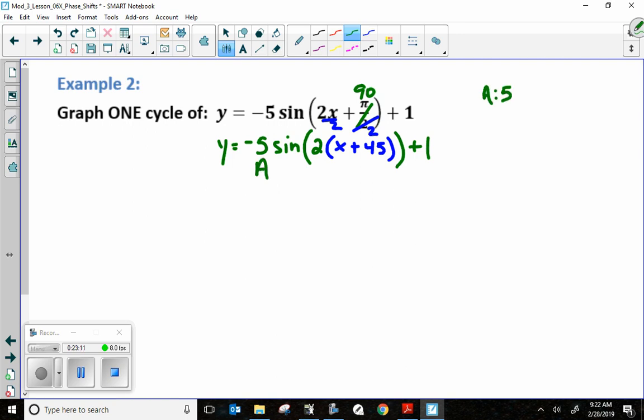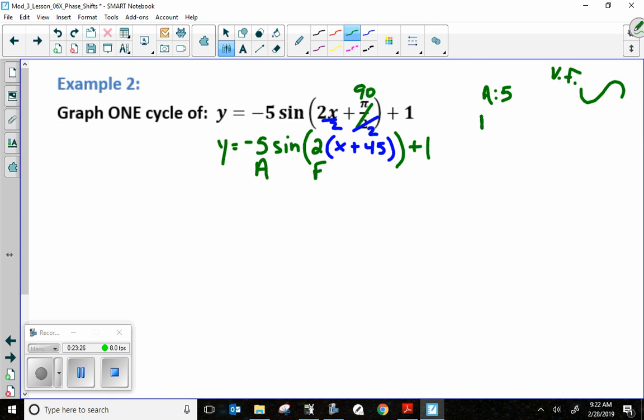It's negative, so it's a vertical flip. If you want to put VF for vertical flip. So instead of starting up and down, my sine is going to start down, then up. Again, I'm going to sketch that so I know that's what I should be drawing. Okay, my frequency is 2.